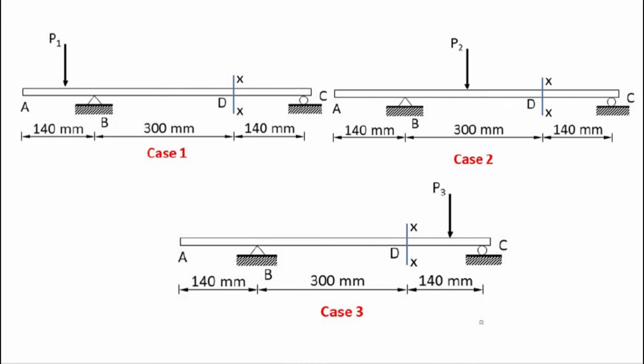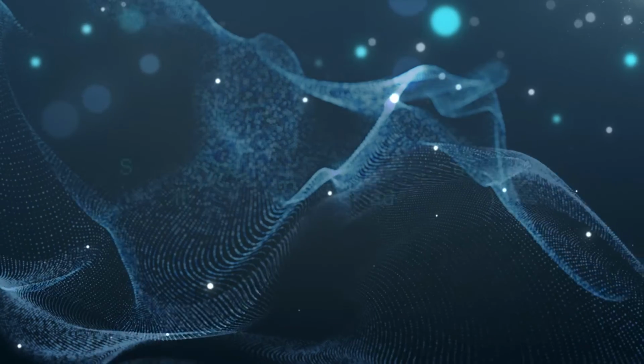By using the measured shear forces from the previous part, a shear force diagram is drawn for all three cases. The shear force at position XX is also obtained from the shear force diagram and is then compared with the measured value.